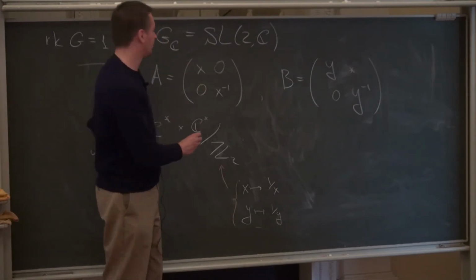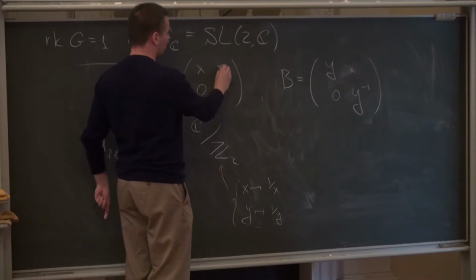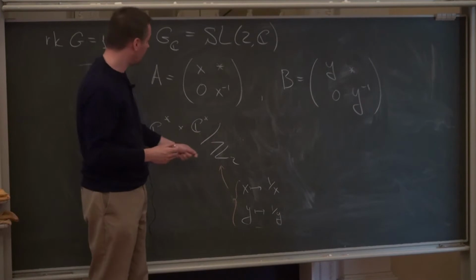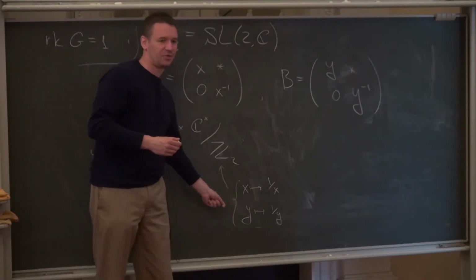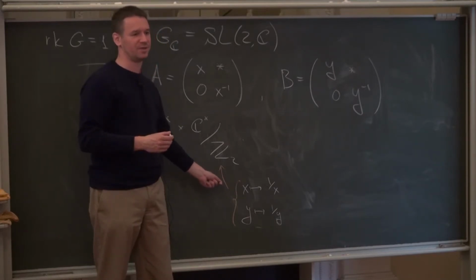I have to worry about the star, because it may be in the Jordan form, in the sense that this is 1, 1, and then some number here, which I can rescale, but I can't get rid of. But this point is exactly the one where the symmetry acts non-freely. So these are precisely the orbifold or singular points in this moduli space.